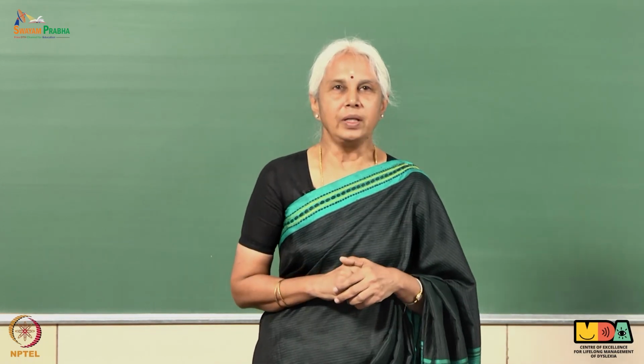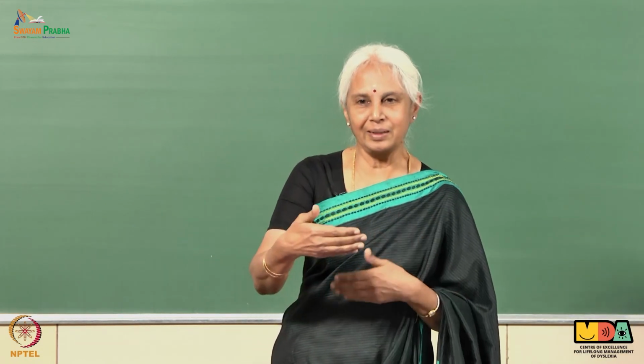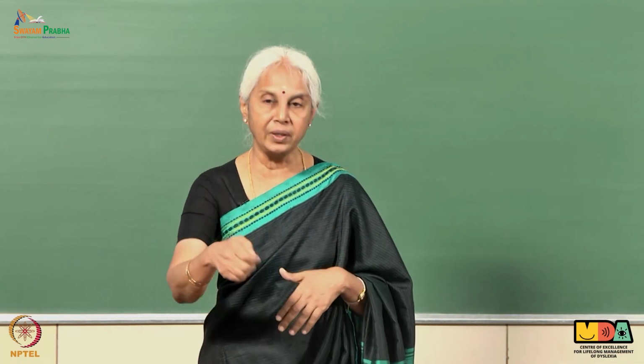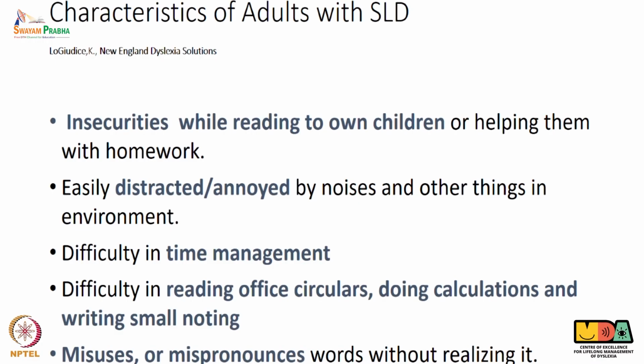What do you see in them generally as symptoms? When they are married, when they have their own children and the children say, Papa read this for me, Mama read this for me, they struggle reading even preschool level books and they feel ashamed. This we have seen in many of them, even in helping the children with homework. They tend to feel that they are not able to do what every father or mother would be doing for their children. Easily some of them can get distracted or annoyed. They have difficulty managing time, because spatial temporal relationship is an issue with persons with specific learning disabilities. So time management becomes an issue.